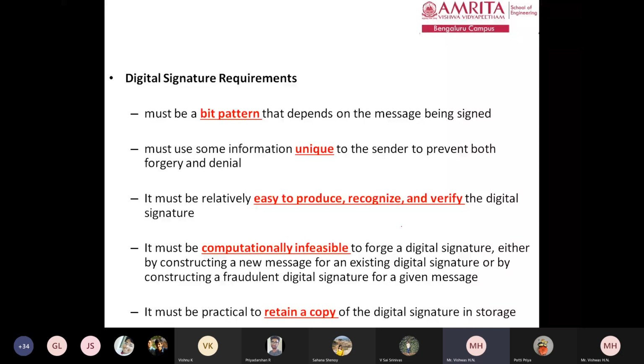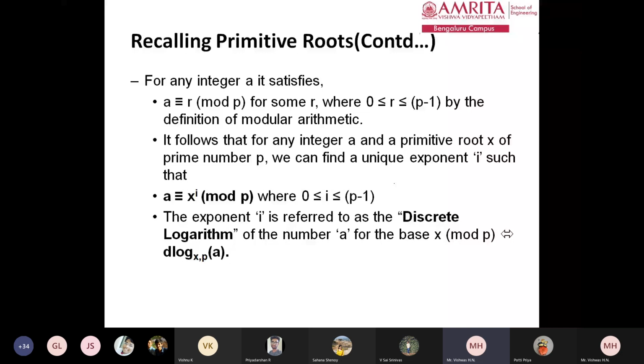Okay, so we will stop here for the day. The next topics, recalling primitive roots, are not required for your syllabus, so I'll be removing this from the slides, and then we will go directly to the Kerberos authentication service, which is very important, an application of authentication. We are going to study that in the next class. So we'll stop here for the day.